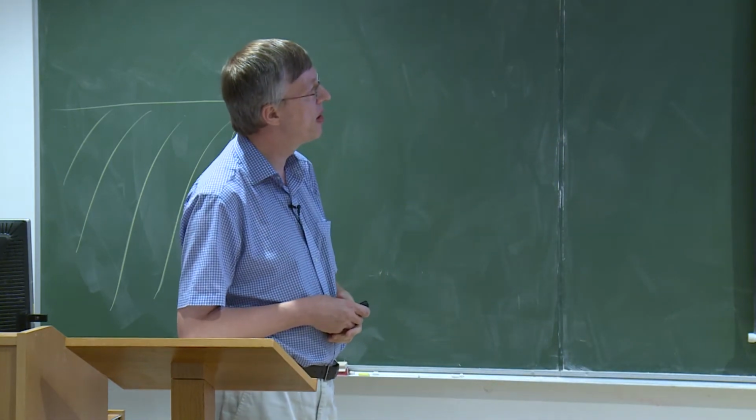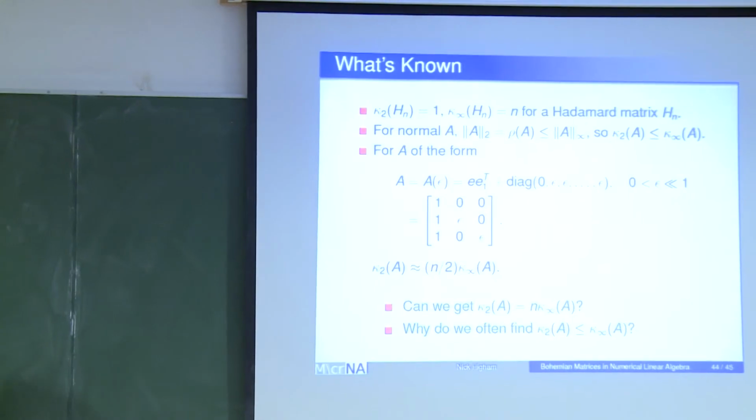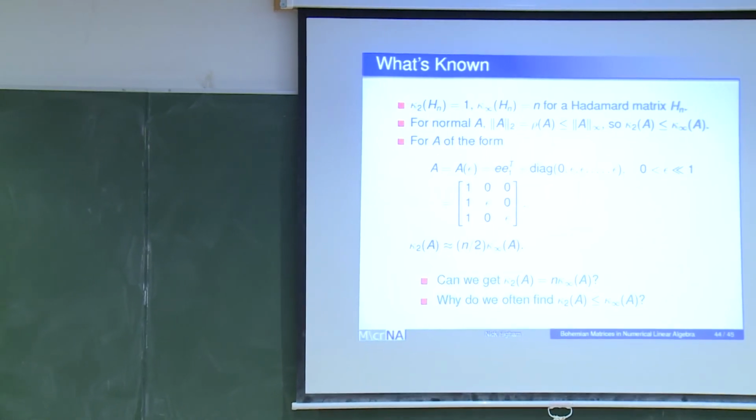So let's have a look, see what we can say. Well, a special case is Hadamard matrices: elements plus or minus 1, mutually orthogonal rows or columns. For these, it's easy to see that the two-norm condition number is 1, the infinity norm condition number is n. So that's an extreme case where the infinity norm is as big as it can be relative to the two-norm. But of course, Hadamard matrices don't exist for all n. There's an open question about for what n they exist.